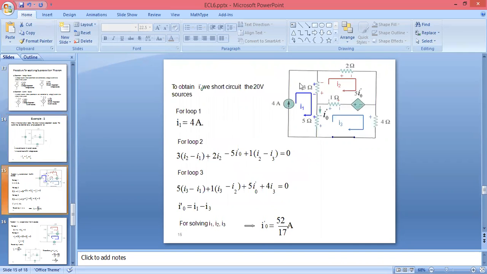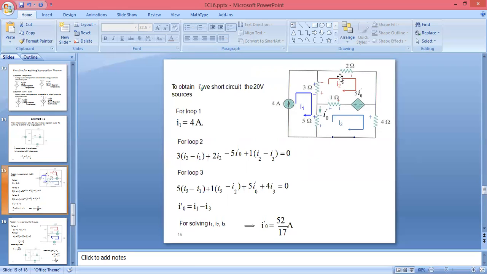If you see in the first loop, we have known the value of current directly. There is no need to use KVL or KCL, we can directly write. We saw in yesterday's session in mesh analysis that if we know the value of the current, we write it directly. So we are writing here I1 equal to 4 ampere. Then for loop 2 we can write the equation here.